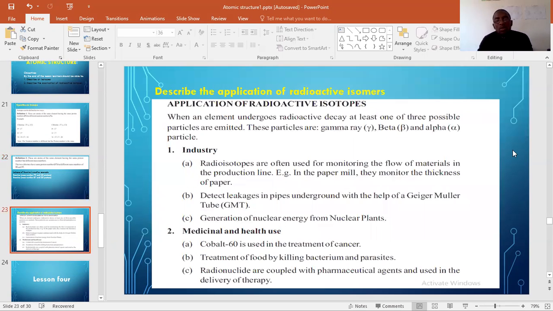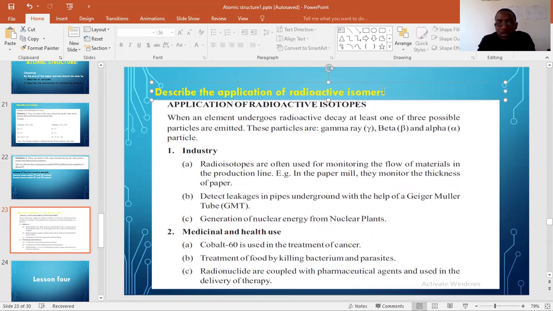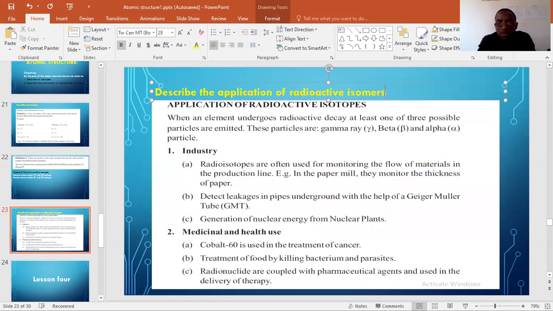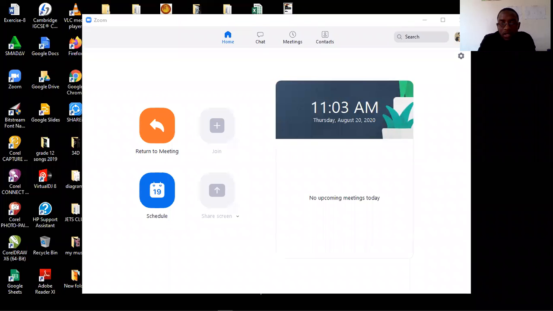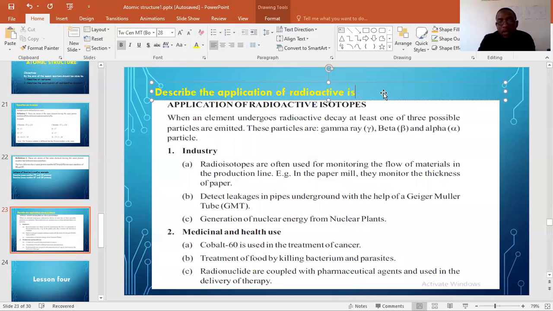Quickly, we can talk about the application of these radioactive isotopes. Radioactive isotopes, not isomers.